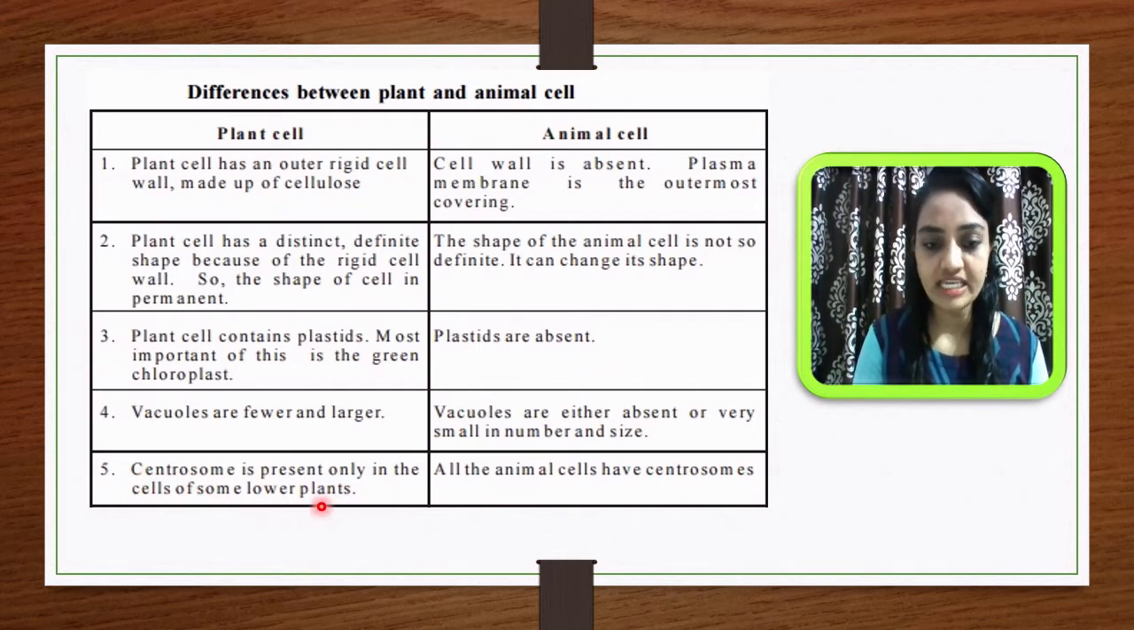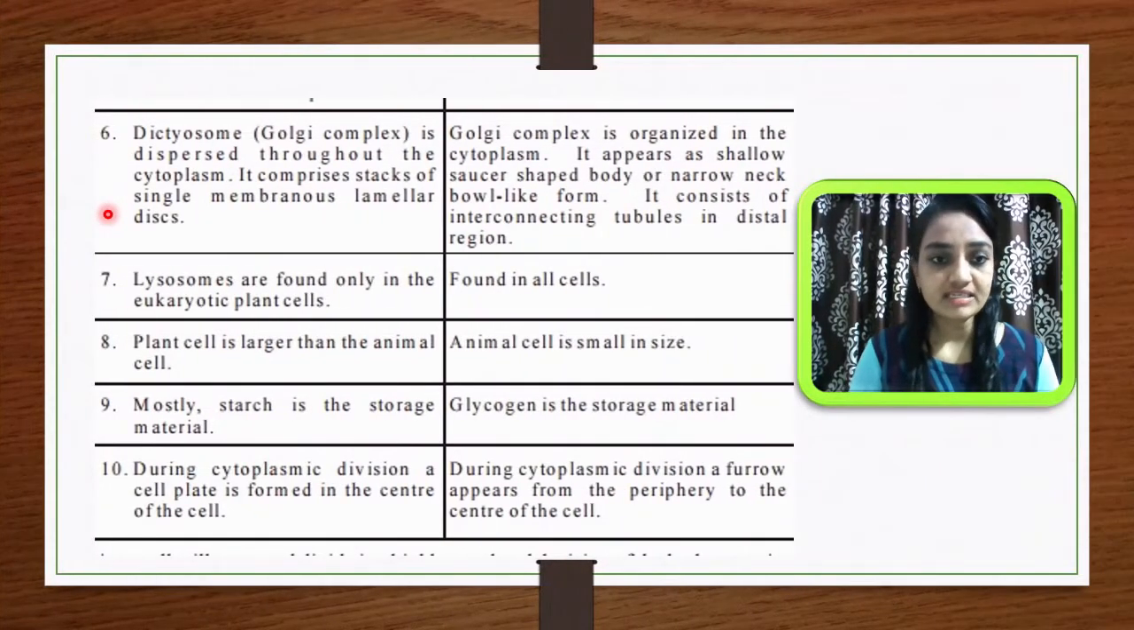Not in all plants is the centrosome found. But in the animal cell, the centrosome is found in each and every cell. The sixth point is the dictyosome. Specifically, a Golgi complex which is observed in the plant cell is called a dictyosome. It is dispersed throughout the cytoplasm and comprises stacks of single membrane laminar discs, and we will discuss all these in detail in the next lectures.